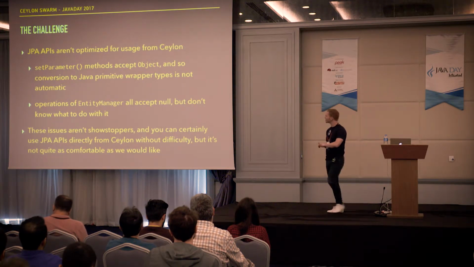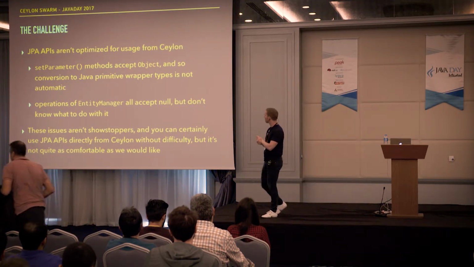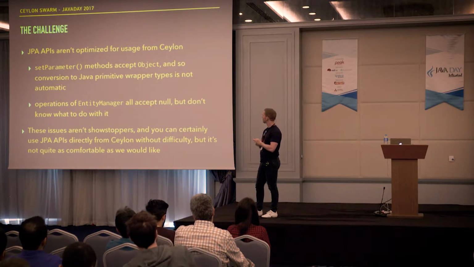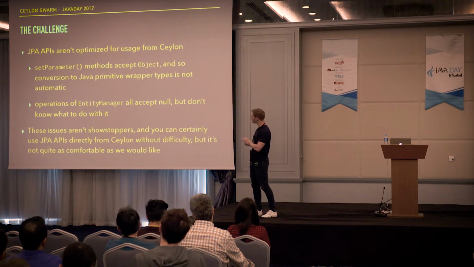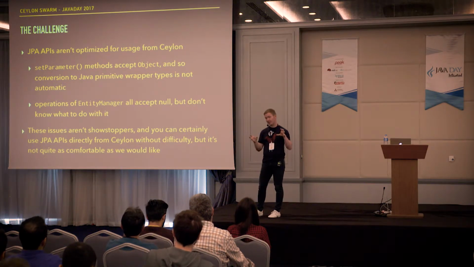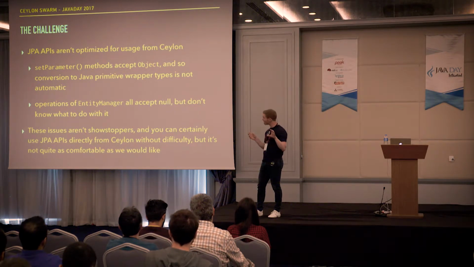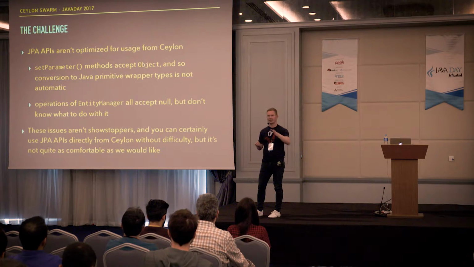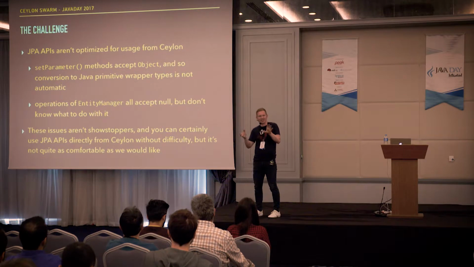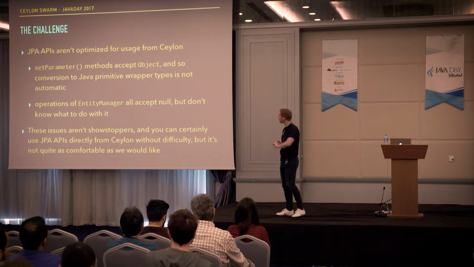The second part of the challenge is that some of the JPA APIs aren't optimized for usage from the Ceylon language. In particular, the set parameter methods on the query object in JPA accept Object, and so the conversion of Java primitive wrapper types isn't automatic. Again, it was solvable by defining those JPA converter objects, and that's the approach the JPA offers you to solve this problem, right? But that's not so nice in a demo app.